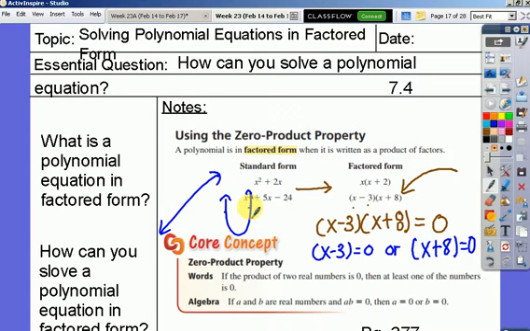Do you have any questions about that concept before we actually start applying it? I know it's kind of out of your grasp maybe at this point, but once we put it into practice, I think it'll become easier for you.